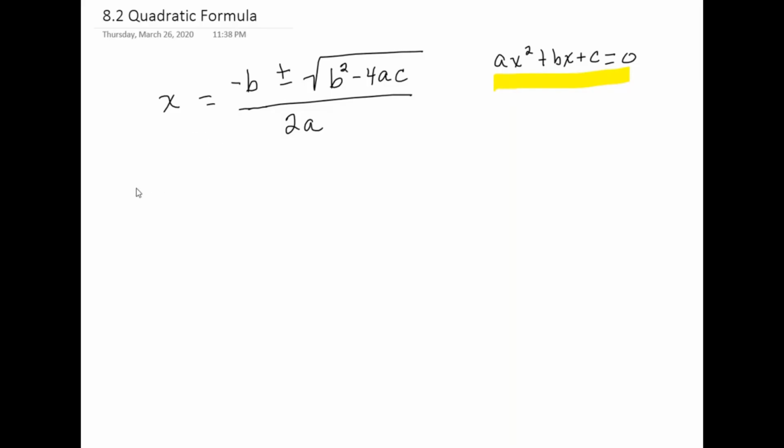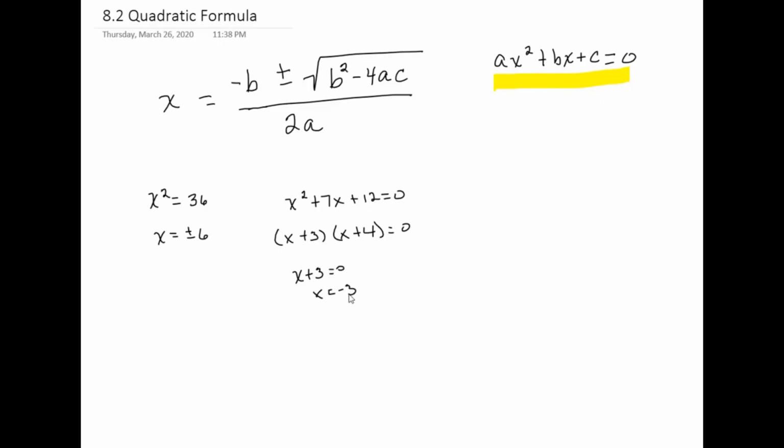So let me just real quick, first of all, talk about why we need the quadratic formula. The reason is because we have seen equations like this that we can solve. And we've seen equations like this that we can solve. Right? And I can solve this by factoring into x plus 3 times x plus 4. And I set each of these factors equal to zero and solve.